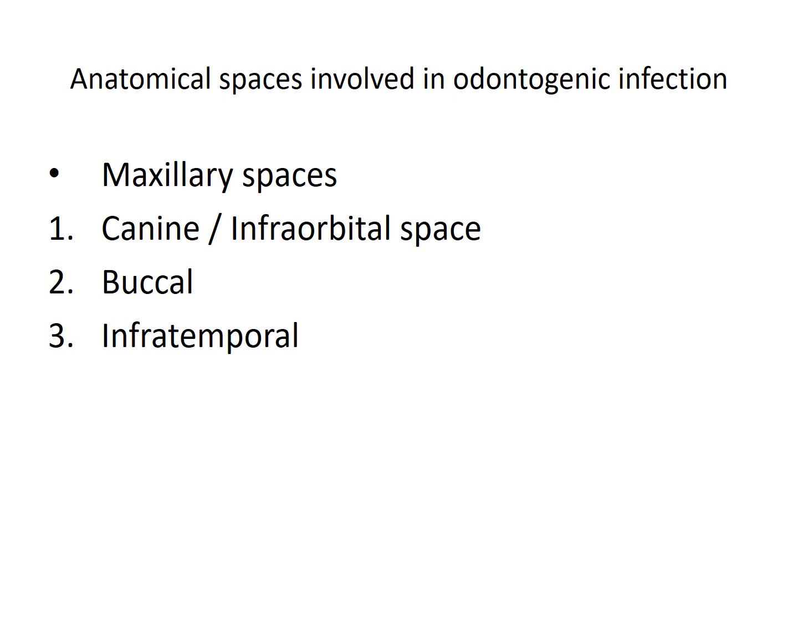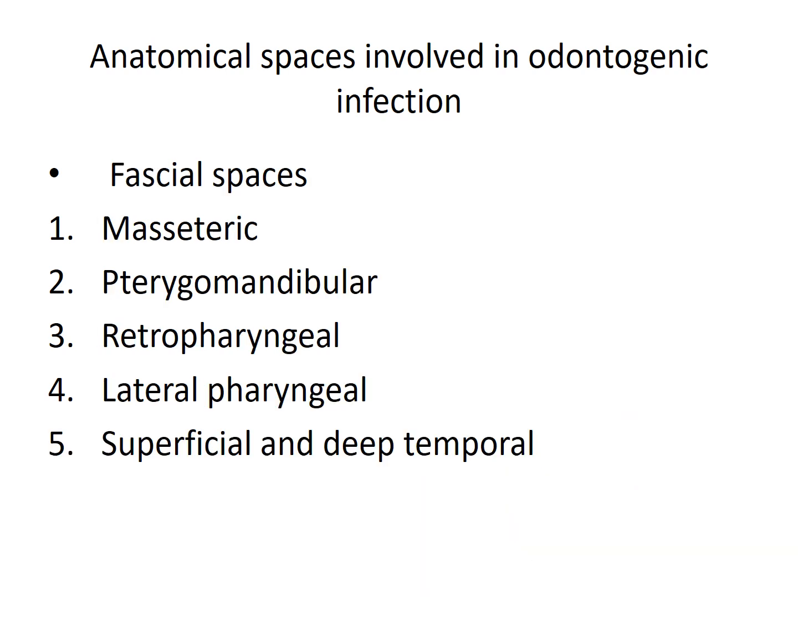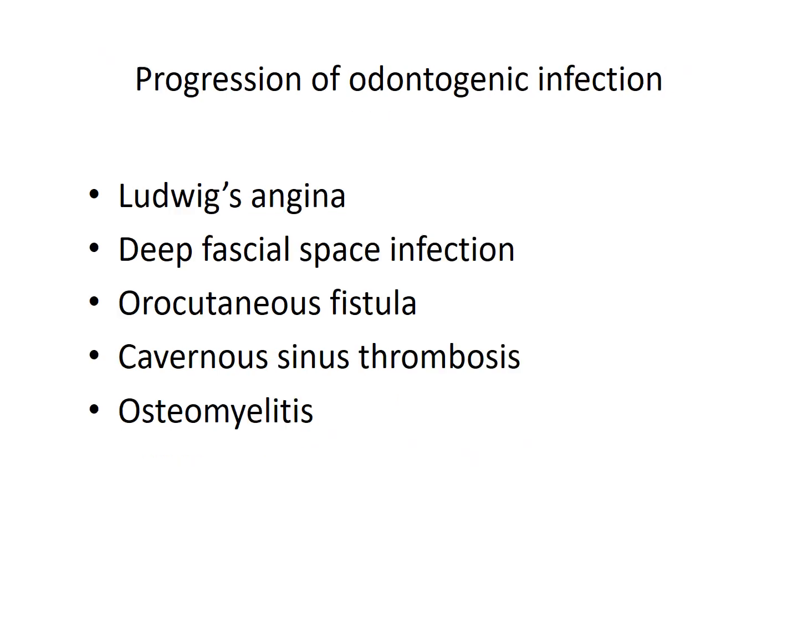There are three major anatomical spaces involved in odontogenic infection. The first is the maxillary space, which includes the canine or infraorbital space, the buccal space, and the infratemporal space. The second is the mandibular space, which includes the submental, buccal, submandibular, and sublingual spaces. And the third is the facial spaces, which include the masticatory space, pterygomandibular, retropharyngeal, lateral pharyngeal, and superficial and deep temporal spaces.